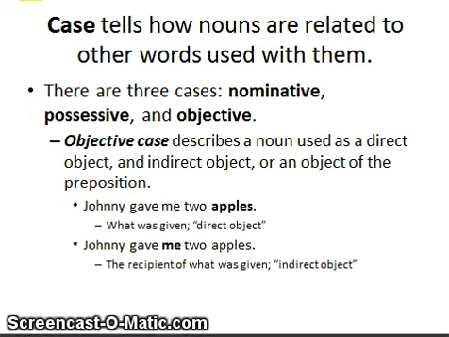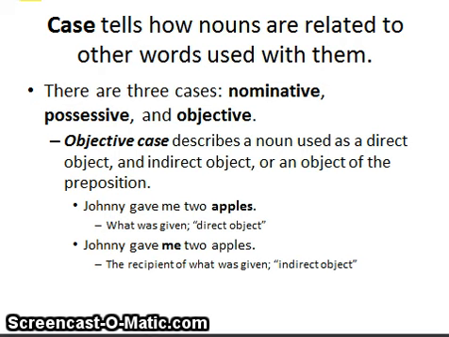Objective case. We use the objective case to describe nouns that appear in the predicate. Again, go back to the parts of sentence introduction if you're forgetting what the word predicate means. But objective case nouns are like direct objects, indirect objects, objects of the preposition. So I gave you a couple of examples below. Johnny gave me 2 apples. Johnny's our subject. Simple predicate is that he's giving something. What is he giving? Apples. Those apples are directly receiving the action of the verb gave, so they are our direct object, and yes, they are nouns. Johnny gave me 2 apples.